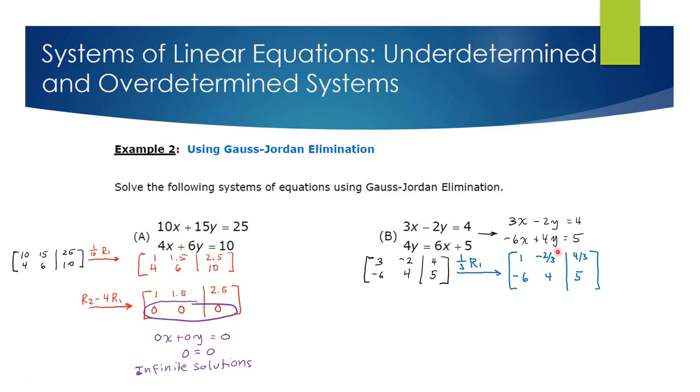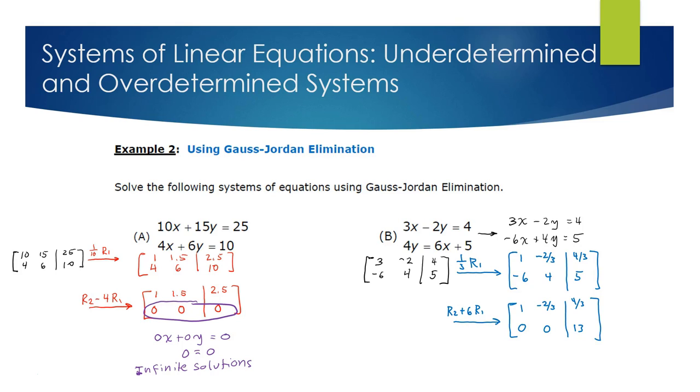I want a 0 where this -6 is. So yes, if I add 6 times row 1 to the new row 1, this one right here, to row 2, then I would get that 0 where I need it to be. So row 2 plus 6 times row 1.